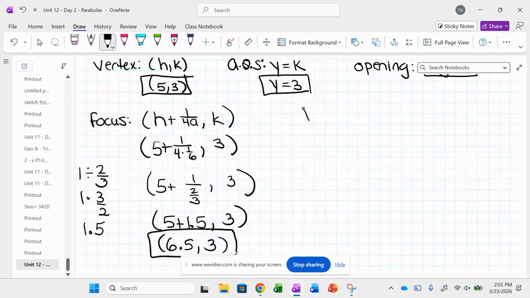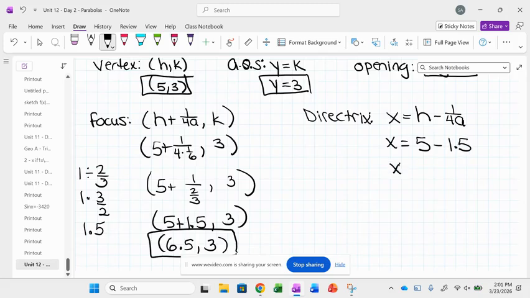Okay, now let's find the equation of the directrix. The directrix is a vertical line this time. x equals h minus 1 over 4a. Well, we've already found 1 over 4a. So it's going to be 5 minus, what was it? 1.5? Yes, 1.5. So this is going to be x is equal to 3.5.